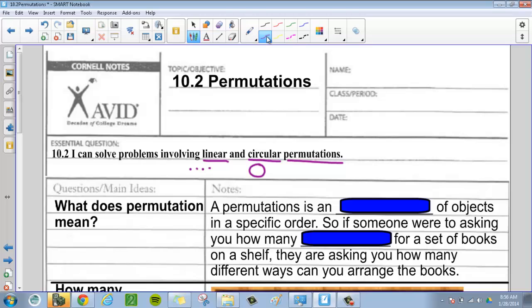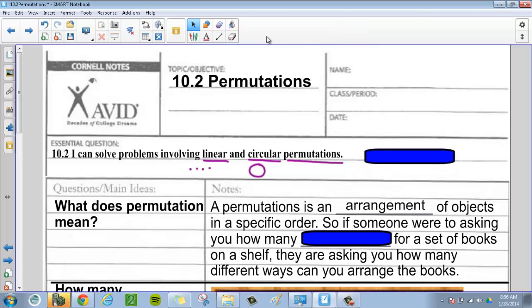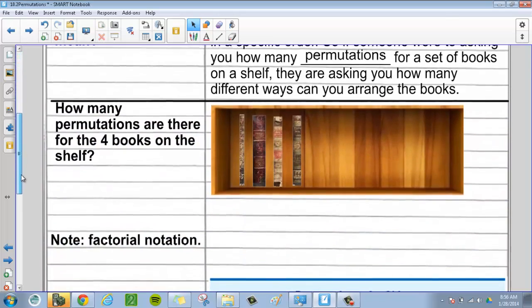Okay, so you're probably wondering, what is a permutation? Well, that's the first question I'm going to answer for you. A permutation is an arrangement of objects in a specific order. So permutations are how many different ways you can arrange things. If someone were to ask you how many permutations for a set of books on a shelf, they're asking you how many different ways you can arrange the books on the shelf. Okay? And let's just go ahead and answer that question.